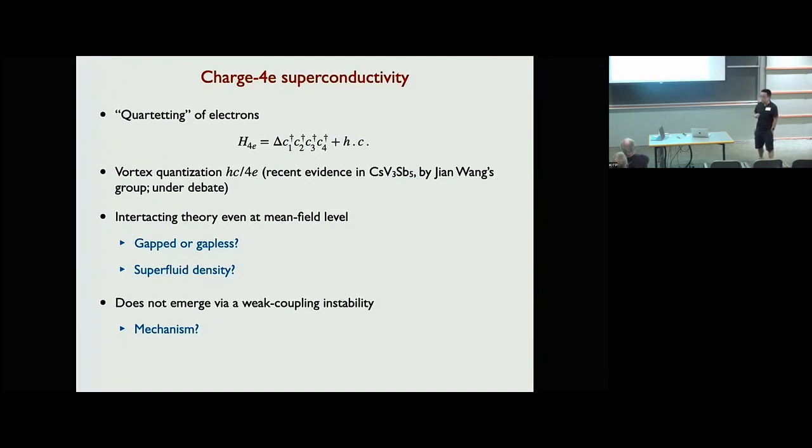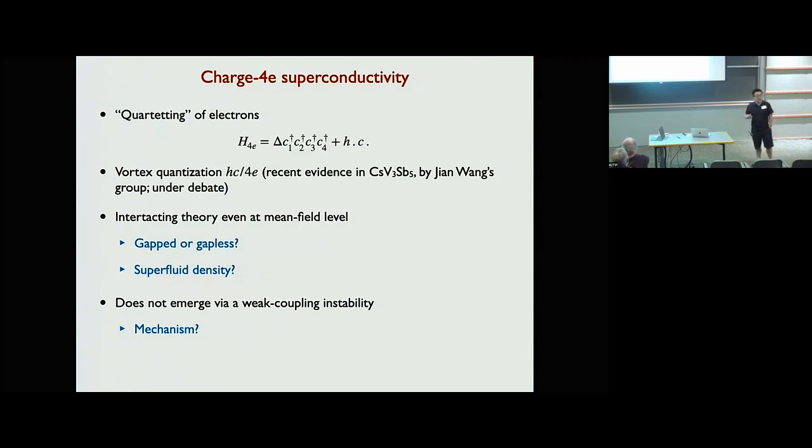But suppose we put this uncertainty from the experimental evidence aside, there are still some very basic, interesting theoretical questions that need to be answered. For example, unlike the Charge-2e case, even if we consider a mean field theory for a Charge-4e superconductor, it is already interacting, right? So even at the mean field level, we have an interesting interacting system.